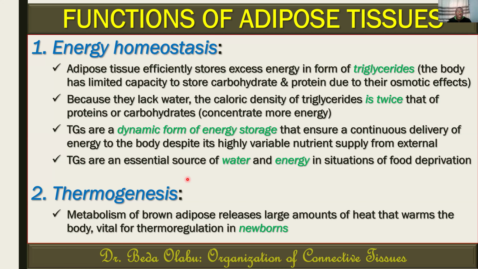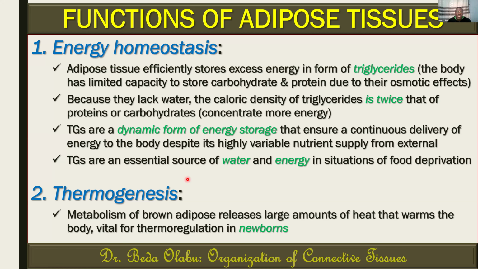If you tailor this with the fact that brown adipose tissue is also richly vascularized, it means that when this fat is broken down within brown adipose tissue and heat is released, this heat is transferred to the blood vessels that supply this adipose tissue. And with that, the blood that moves from this adipose tissue to the rest of the body would help in warming the body, especially in situations where there is cold.